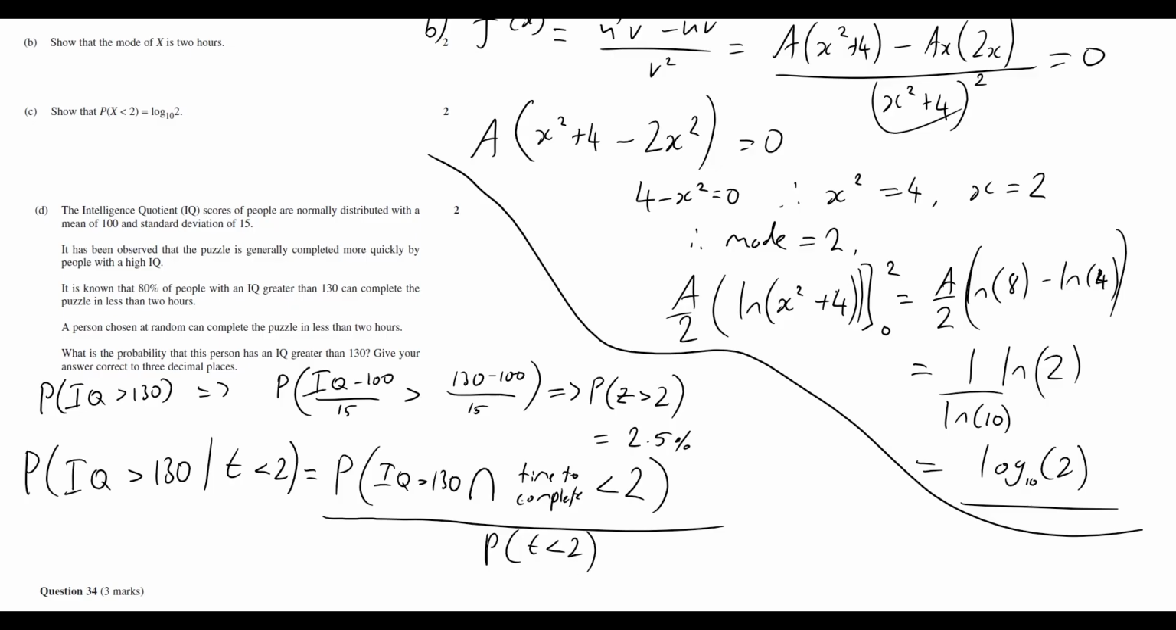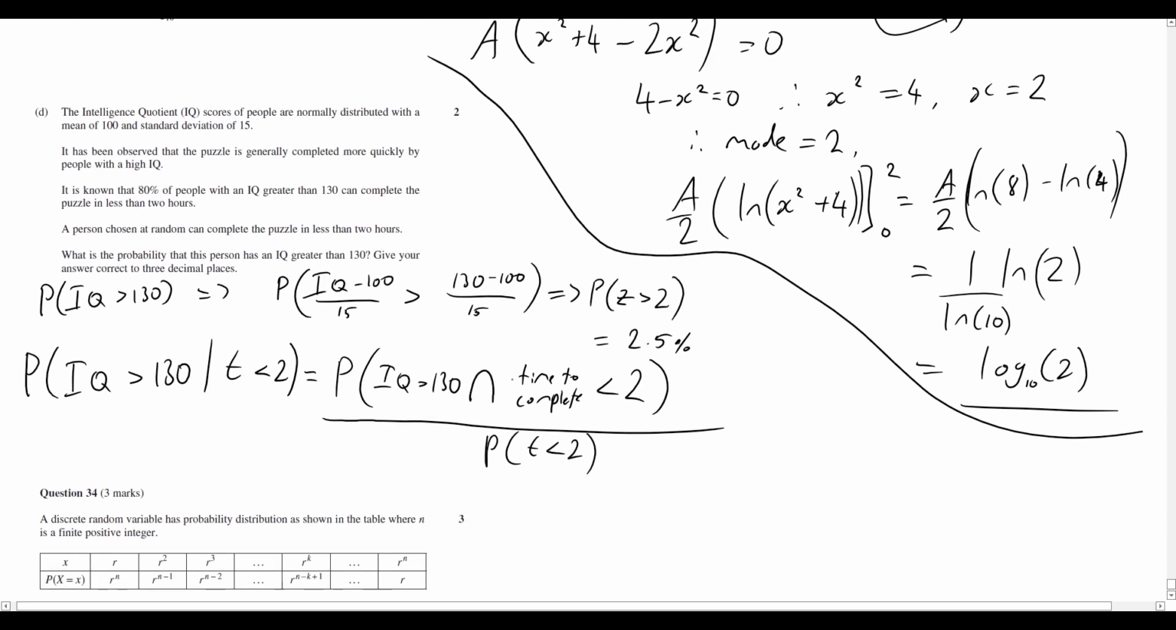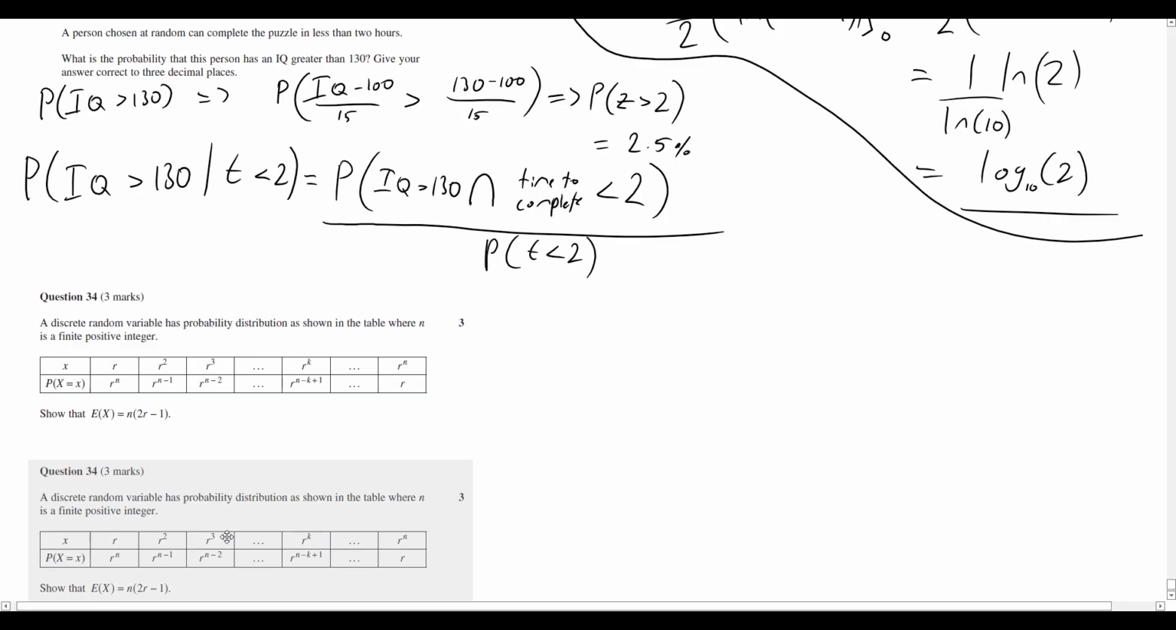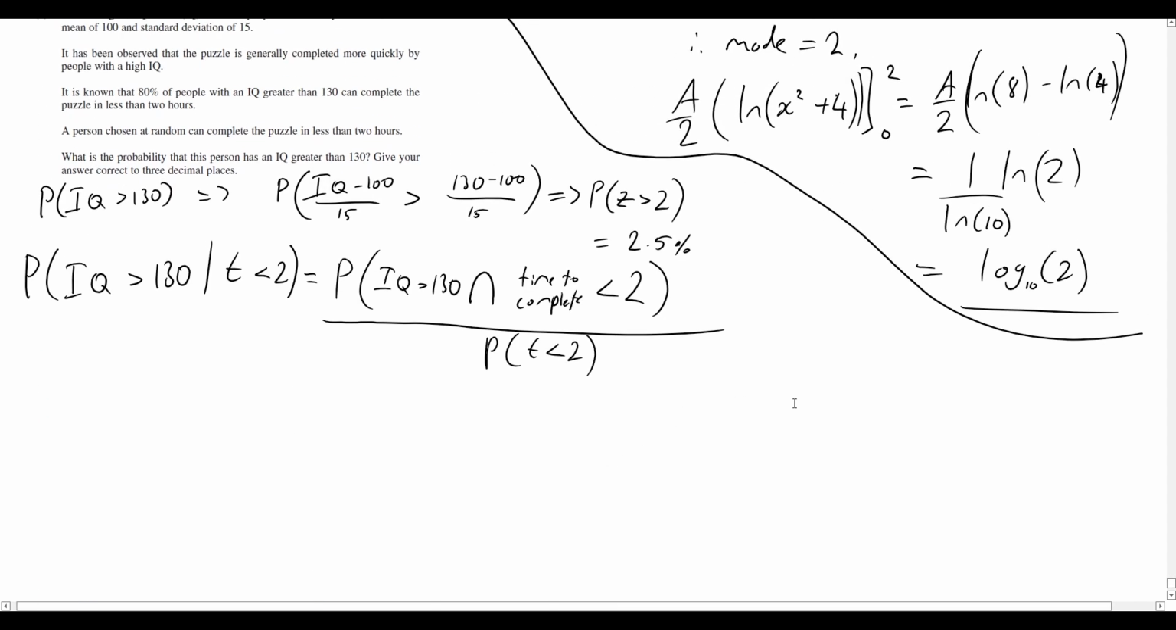And so we actually have values for all of these different terms. So the probability of the IQ being greater than 130, well, we've already worked that out to be 2.5%. I might just get a little bit more space. So we know that that will now equal 2.5%.